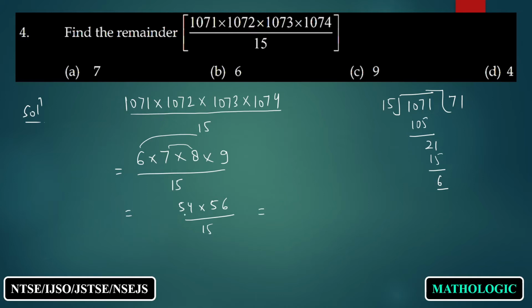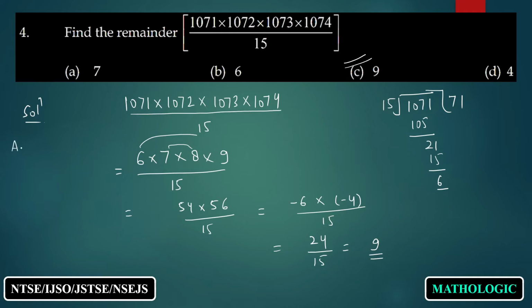So this 60 is 6 more than 54, so we can write it as minus 6. Again dividing 56 by 15, I can write this as minus 4 as the remainder, and again divided by 15, minus times minus gets positive, 6 times 4 is 24, positive 24 divided by 15, and now you can see if we divide 24 by 15, we get 9 as the remainder. So you can see option C, which is 9, is correct here. So option C is correct in this case.